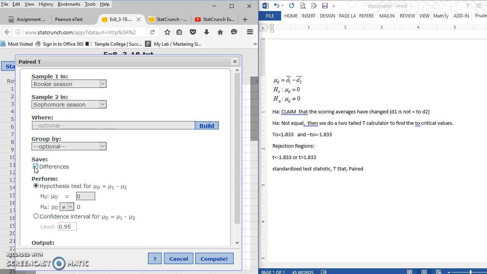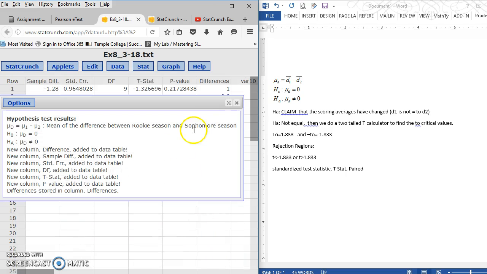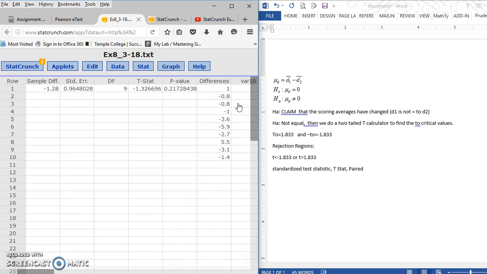Please save the differences. I'm going to remember this time to go through how to find the standard deviation of the differences. We are doing a hypothesis test. Our value for mu sub D is 0, so we can leave that 0. And our symbol for H sub A is not equal, and that's the default symbol, so we're okay there. I am going to request that my output be stored in the data table. So I'm going to click Compute, and I will close that option window.